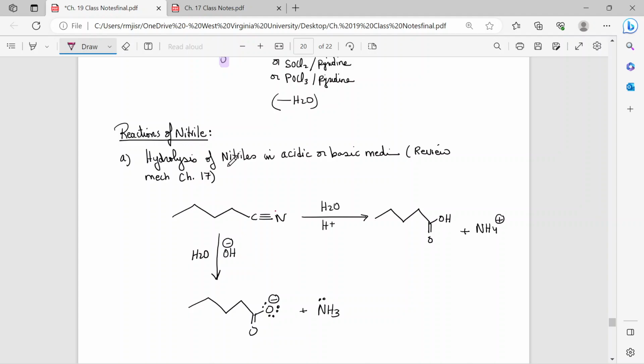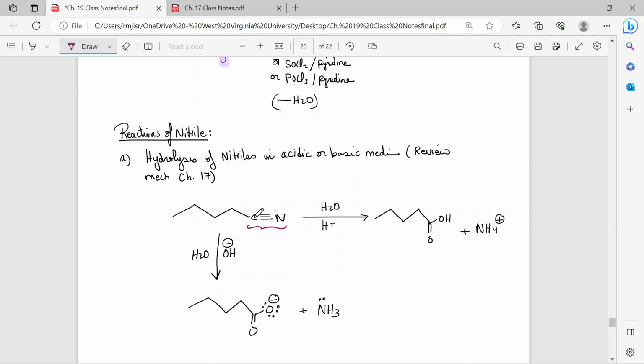The first one is the hydrolysis. We brushed on this in chapter 17. We're going to consider its detailed mechanism. So we said that nitriles are derivatives of carboxylic acid because we're going to use them in order to make carboxylic acids. So to prepare carboxylic acids from nitriles, you simply do hydrolysis. And the hydrolysis can be either in acidic medium or it can be in basic medium.